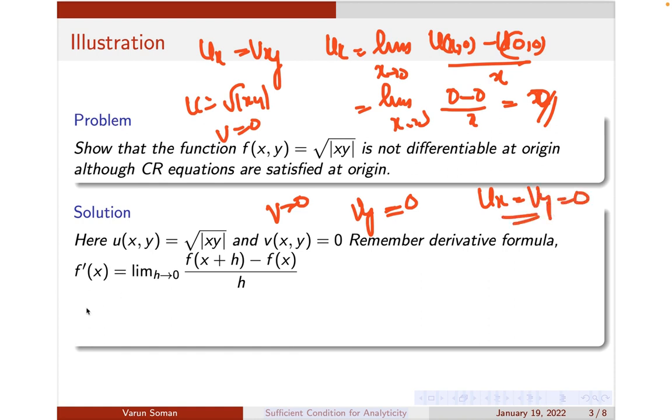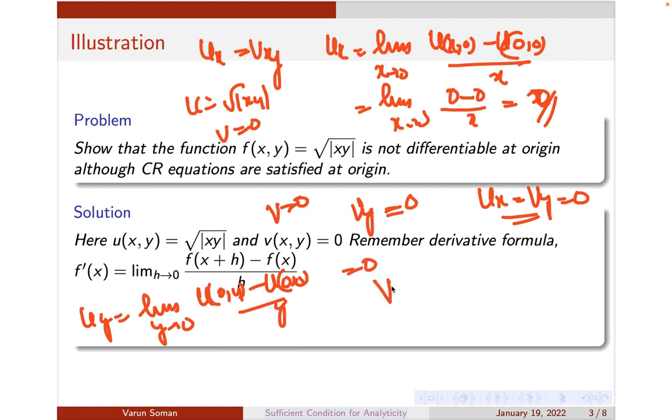Similarly, what is your uy? Uy will simply be limit y tends to 0 of u(0, y) minus u(0, 0) by y. What is u(0, y)? It is again root of modulus xy, which is again 0, minus 0 by y, so we will get it as 0 only. And your vx will also be 0.